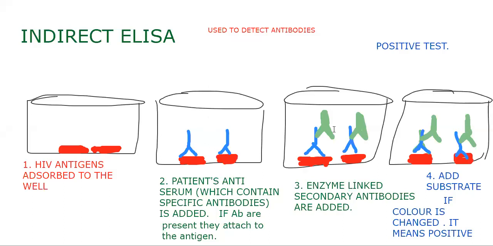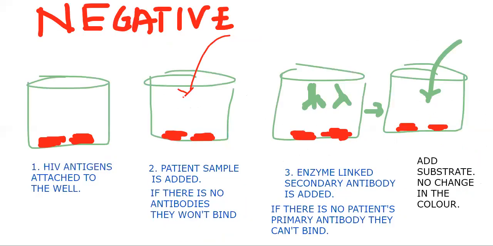And enzyme linked secondary antibodies are added to the sample. They go and bind with the patient's primary antibody, if present. Then add substrate. What does it make? It changes the color, because the enzyme linked secondary antibody reacts with the substrate and that changes the color. If there is a change in the color, we can say positive.